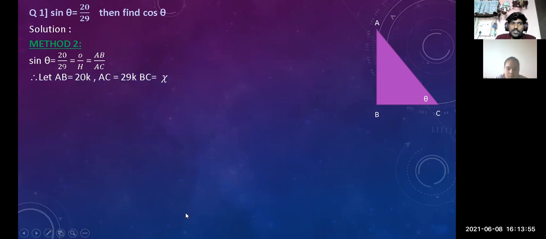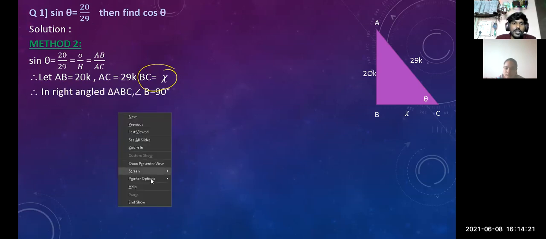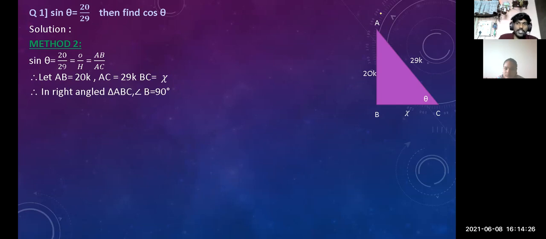I'll write that here. AB is equal to 20K, AC is equal to 29K, and BC we'll take to be some constant X. That is the third side, some constant X. So I'm writing it on the figure: AB is 20K, AC is 29K, and BC is X. Now, in the right angled triangle ABC, this is a 90-degree angle. So angle B will be 90 degrees.